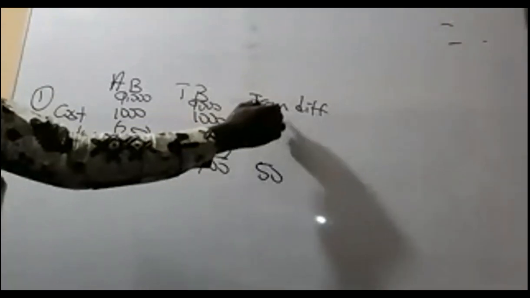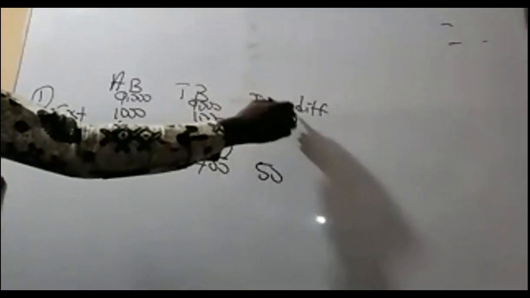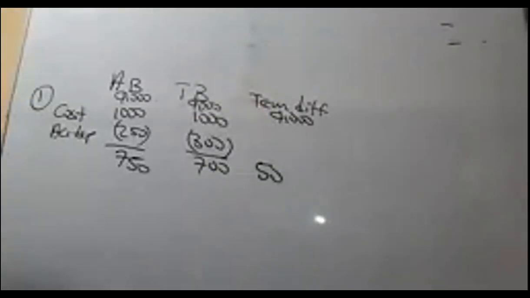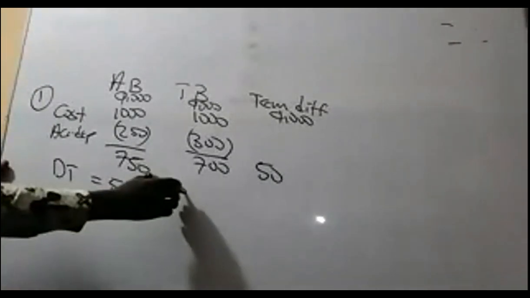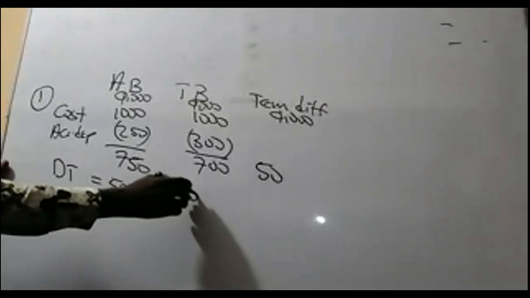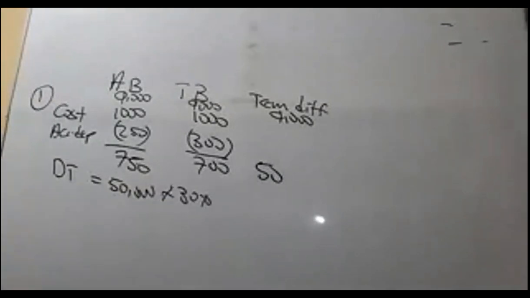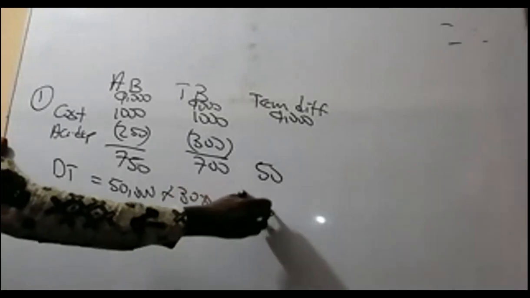And therefore the deferred tax at the end of the year will be 50,000 times the tax rate of 30%. The question says the tax rate is 30. And that will give us 15,000. So that's the first year. Good.